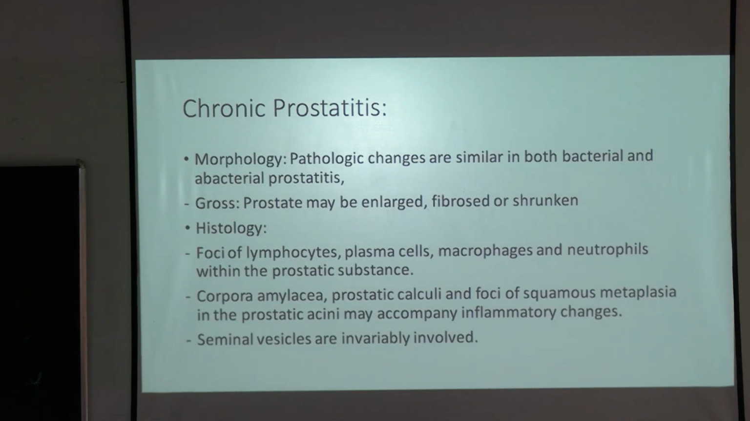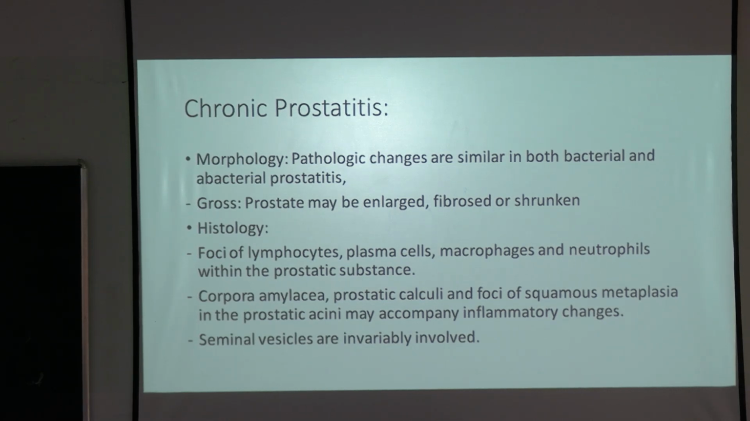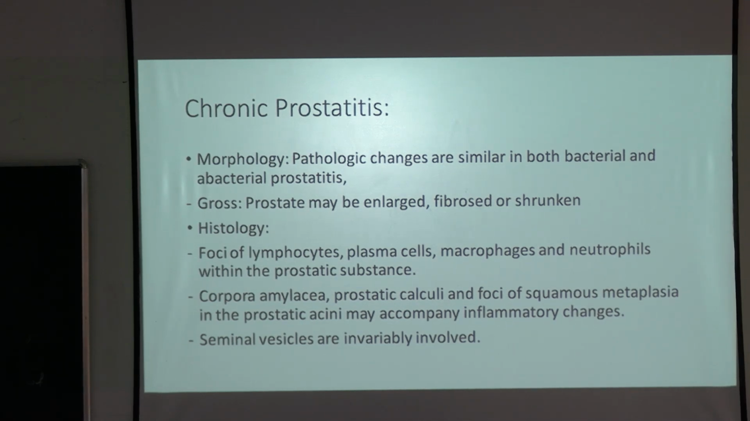So what will be the morphology? Morphologically, the pathologic changes are similar in both bacterial and abacterial prostatitis. Grossly, what will happen? The prostate may be enlarged, fibrosed or shrunken, okay, due to chronic inflammation. Then histology, what will you see? Foci of lymphocytes, plasma cells, macrophages and neutrophils within the prostatic substance.